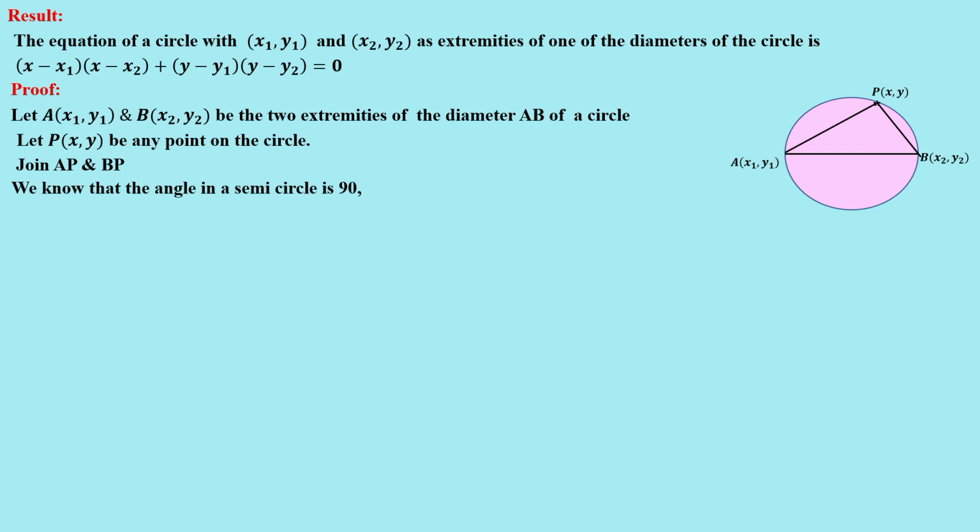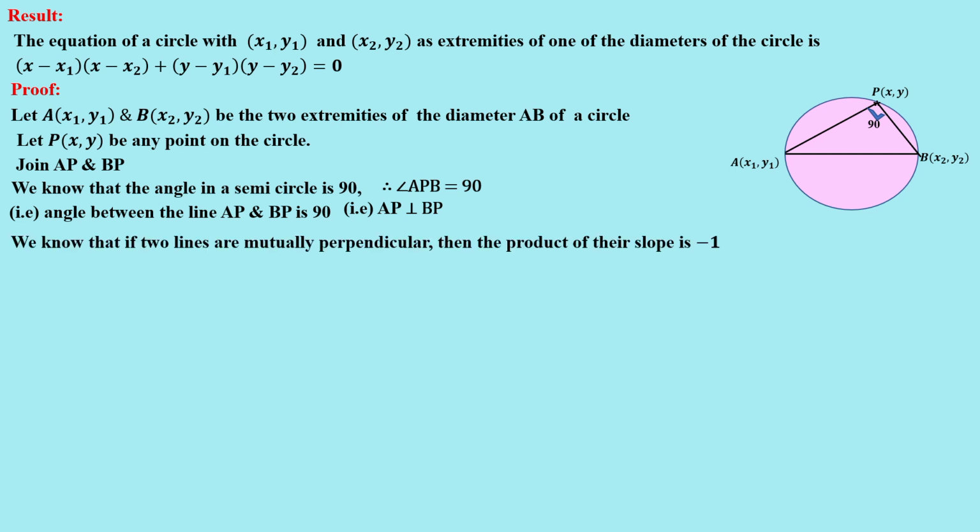So we know the angle in a semicircle is 90 degrees. So the angle APB is equal to 90 degrees. So the line AP is perpendicular to BP, right? The angle between the lines AP and BP is 90 degrees. We know that if two lines are mutually perpendicular, then the product of their slopes is −1. So slope of AP times slope of BP is equal to −1. This is equation number 1.